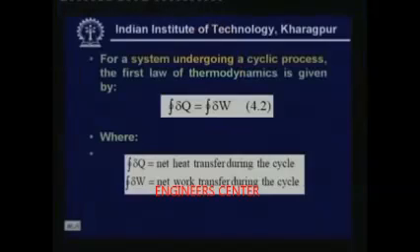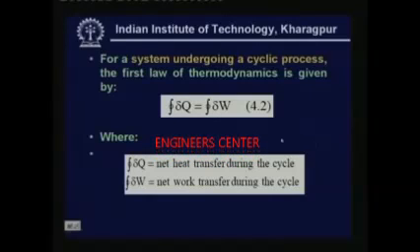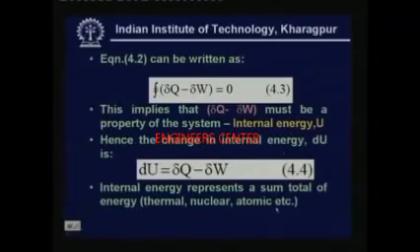Now, let us apply the first law for a system undergoing a cyclic process. So, for a system undergoing a cyclic process, you can write the first law of thermodynamics as cyclic integral of ∂q is equal to cyclic integral of ∂w. Here, what is ∂q? ∂q is the net heat transfer during the cycle, and ∂w is the net work transfer during the cycle. Now, the same equation can be written in the form as cyclic integral of (∂q minus ∂w) is equal to 0. So, what do we conclude out of this?